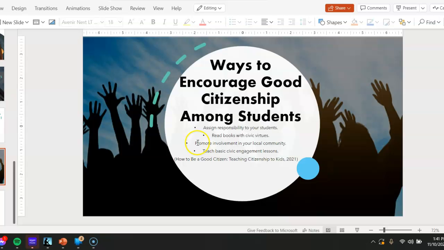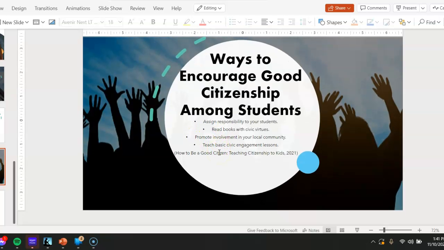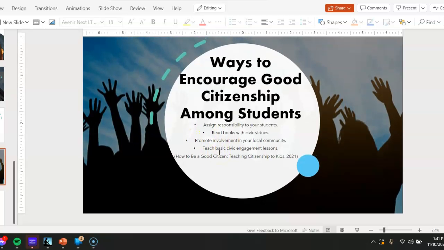And then ways to encourage good citizenship among your students include assigning responsibilities to your students, reading books with civic virtues, promote involvement in your local community, and teach basic civic engagement lessons.